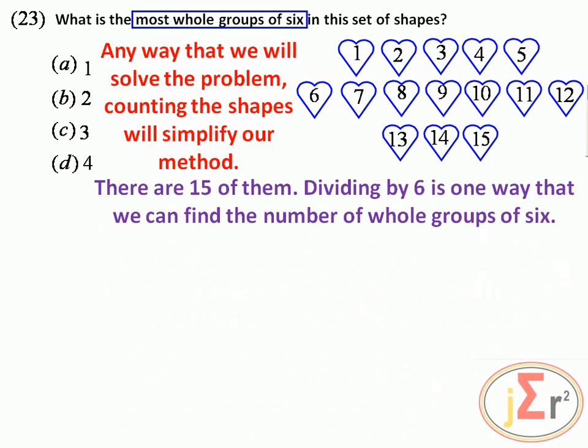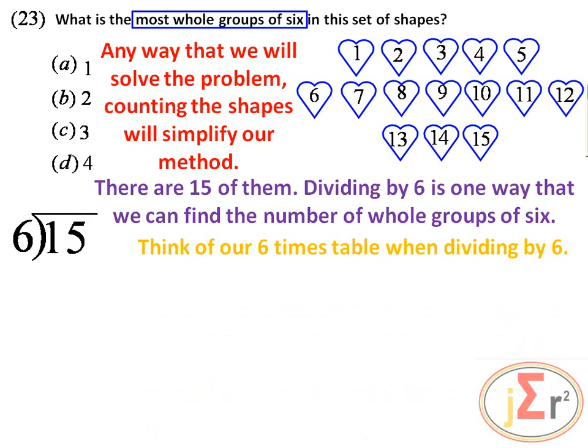Dividing by 6 is one way that we can find the number of whole groups of 6. So we will take 15 and divide 15 by 6. 6 into 15, Jerry. 2 times. Think of our 6 times table when dividing by 6.